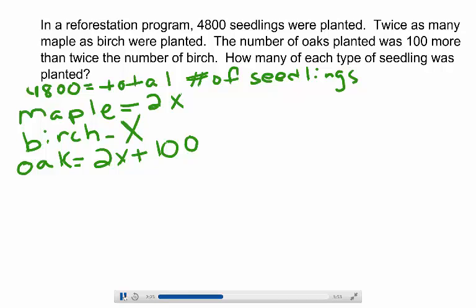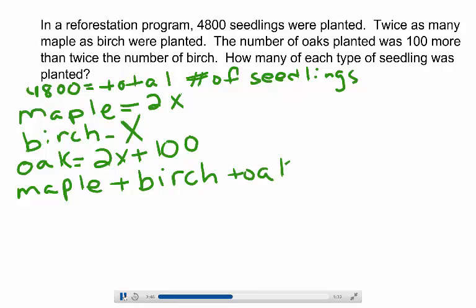In order to solve this problem, I have to understand that adding the maple, birch, and oak seedlings is going to give me 4,800. Maple plus birch plus oak equals 4,800.